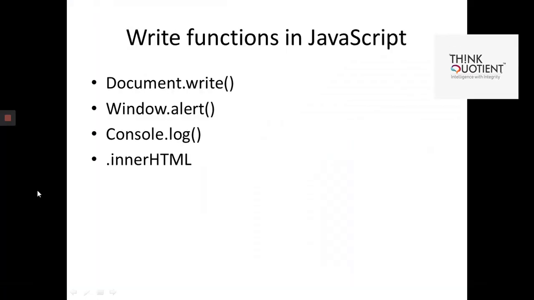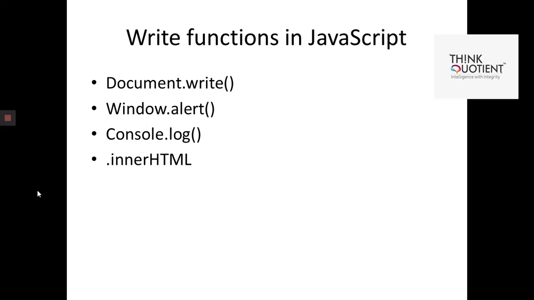Let's have a look at the PDF first. There are four write functions in JavaScript: document.write, window.alert, console.log, and .innerHTML. document.write and .innerHTML both work the same way, but there are some minor differences. window.alert is something else: when you want to restrict a user until they notice the call and no further actions can be performed, you can go with alert. And console.log is generally used for testing purposes. It is not displayed on the browser, it displays the message inside the console tab.